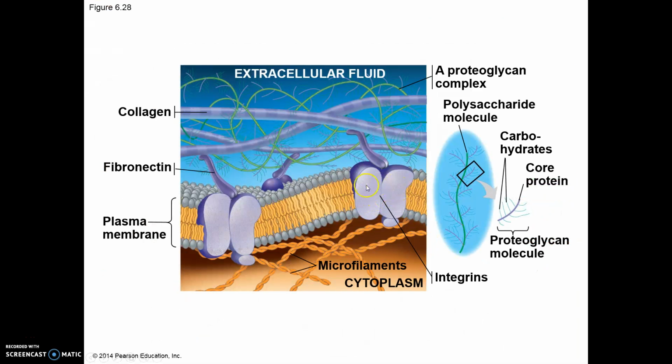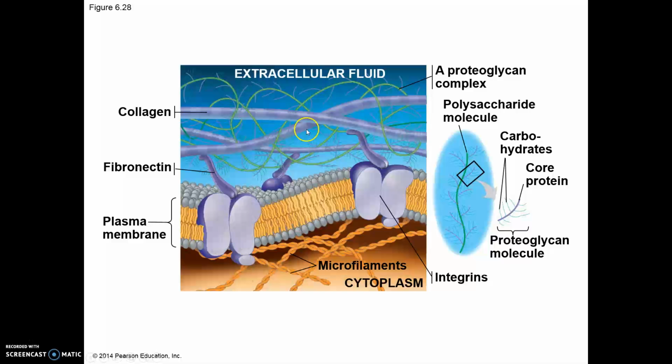Here's another image from the book. You can see the plasma membrane, you can see the microfilament actin filaments forming a net underneath, and then on the outside we have this extracellular matrix linked together.